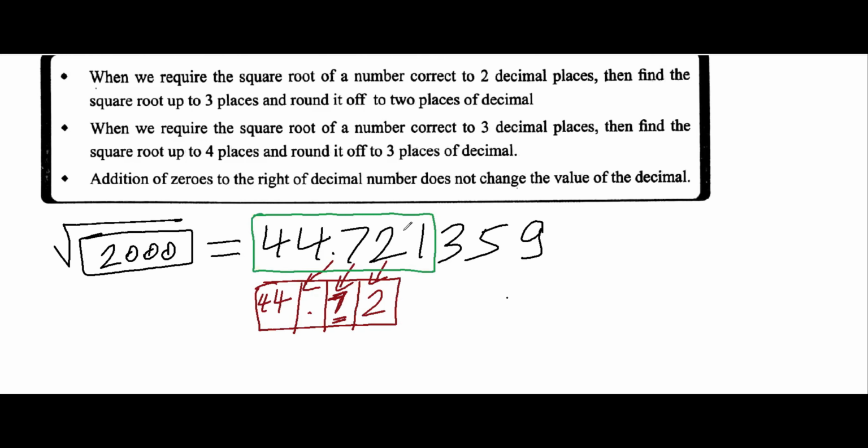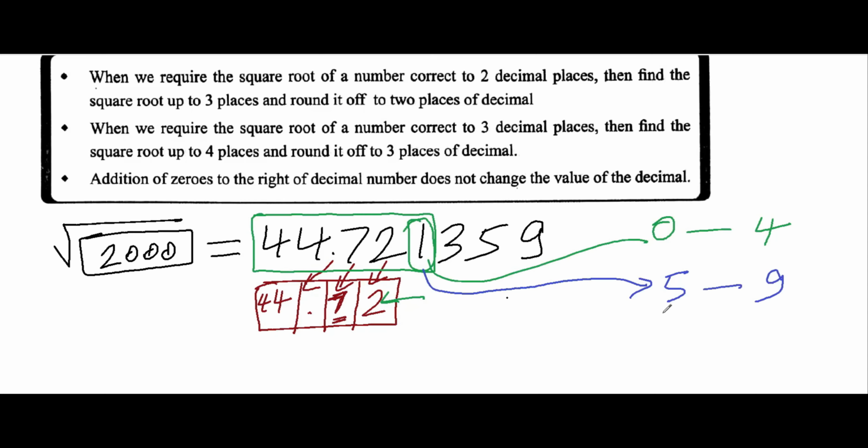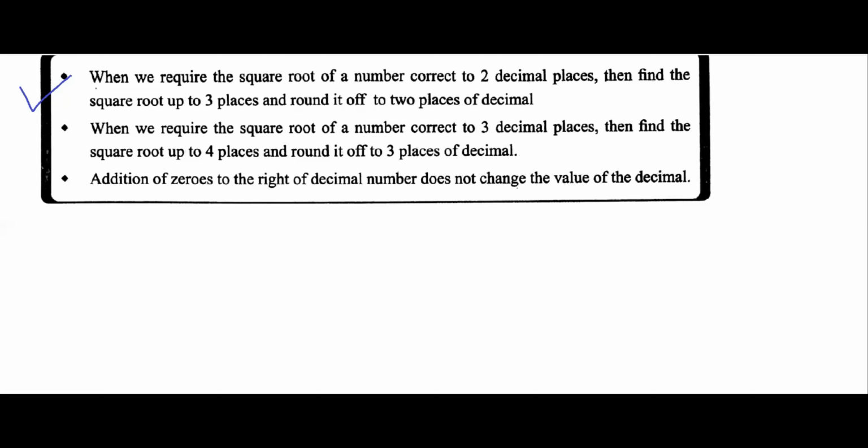Why? Because if this number is between 0 and 4, then you write this 2 as it is. But if this number is from 5 to 9, then you are going to add 1 to it, and write 44.73. That's what this first bullet says. Understood or not understood? Understood.